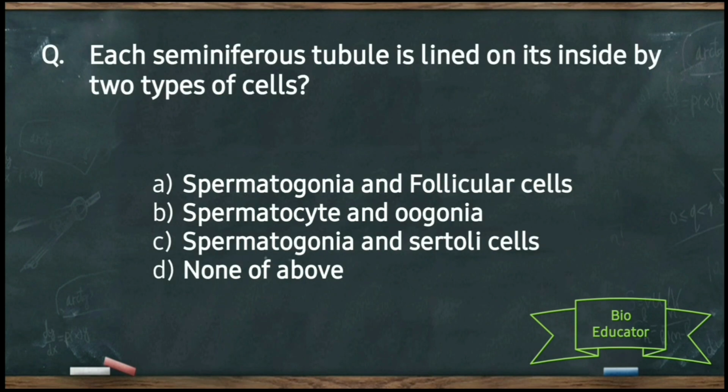Next question is, each seminiferous tubule is lined on its inside by two types of cells. A. Spermatogonia and follicular cells. B. Spermatocyte and oogonia. C. Spermatogonia and Sertoli cells. D. None of above. Now we know that seminiferous tubules have two types of cells, male germ cells and Sertoli cells. Male germ cells are also known as spermatogonia. So the right answer is C. Spermatogonia and Sertoli cells.